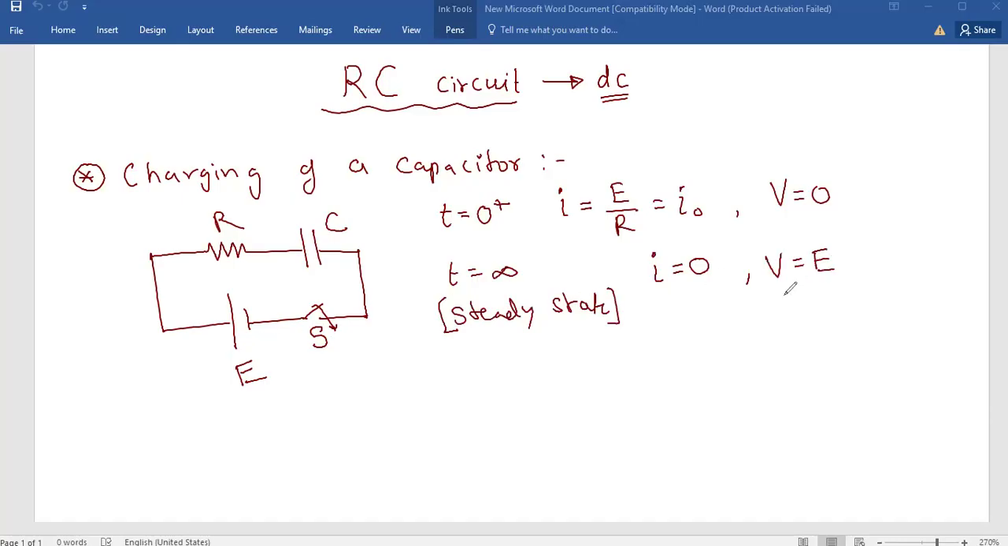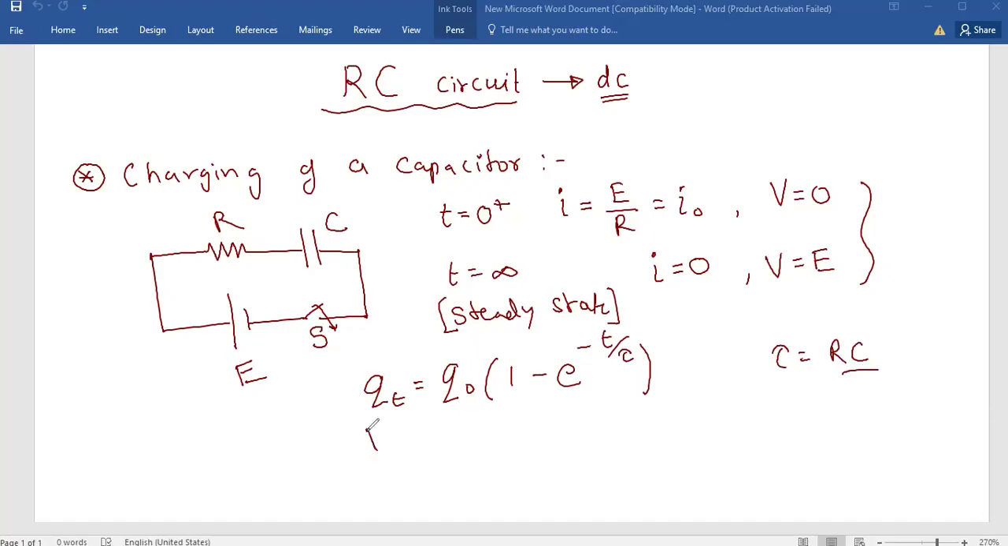EMF of the cell. In between, in the transient state, we have seen different formulas, like charge at any instant t is given by maximum charge Q0 (1 − e^(−t/τ)), where τ is equal to R into C. Similarly, the potential difference across the capacitor at any instant t, that is in the transient state, is given by V0 (1 − e^(−t/τ)).